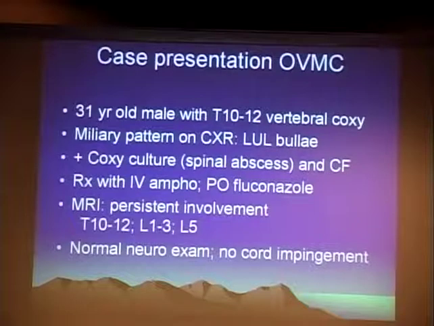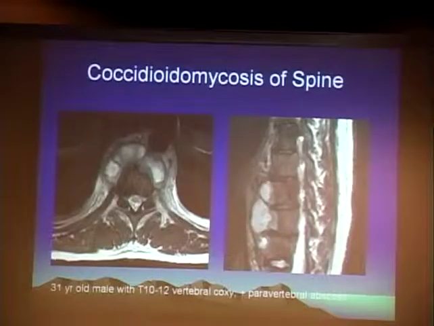He was treated actually with both therapies, IV ampho and PO fluconazole. And as I mentioned, a lot of the experts and most people are doing this in people with really severe disease. There's not an antagonistic problem, although there's a theoretical concern. MRI just showed persistent involvement. He actually required surgical debridement.